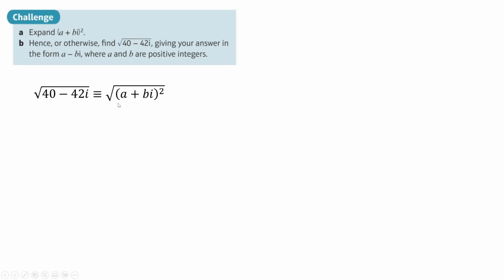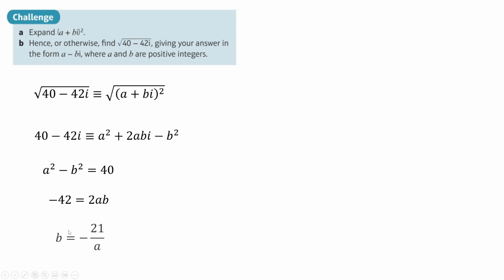But yeah, so I wrote it like this, and I just said, okay, well, we'll probably be able to write this in the same form here. It's equivalent, by the way, so it's identical on both sides. Just square both sides, and then just expand this to get that. And then I put the real parts together and the imaginary parts together. So 40 equals a squared minus b squared, and minus 42 equals 2ab. Okay, I rearranged for one of them. I picked b, so b equals minus 21 over a, and I plugged that into there to get this.